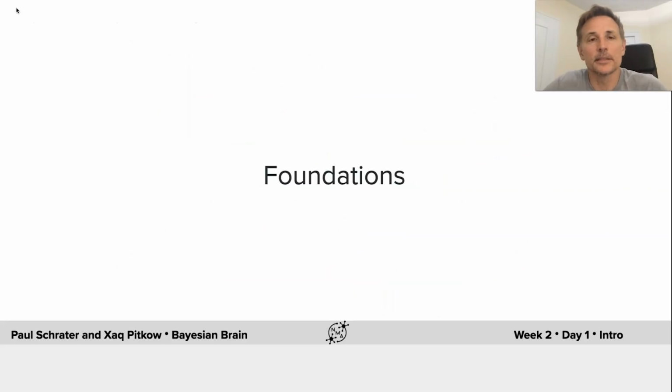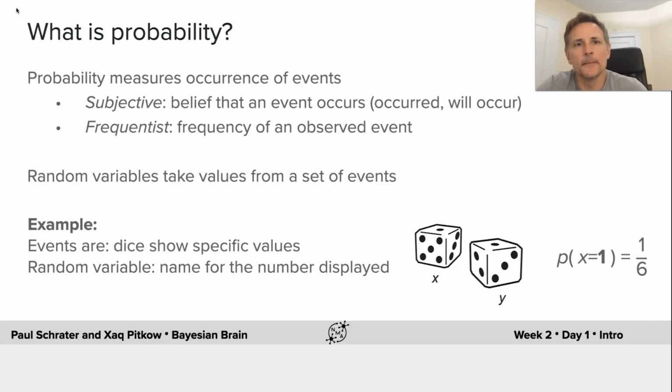In all of these cases, probability theory plays a critical role. Now, the question is, what is probability theory? And now we turn to foundations. So what is probability? Probability measures the occurrence of events. In a subjective sense, probability is the belief that an event occurs. But in an objective sense, or a measured sense, the frequentist sense, it's the frequency with which you observe an event occurring. Both of these ideas, subjective and frequentist, are really important as foundations for probability, but we'll mostly use the subjective sense throughout today's lectures.